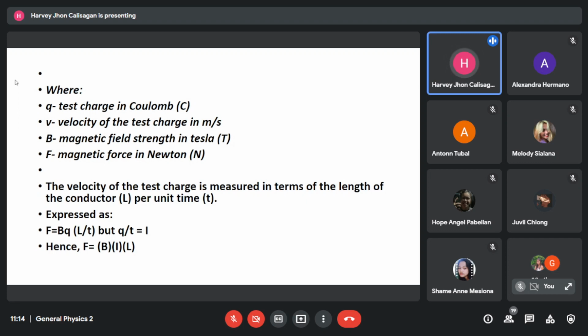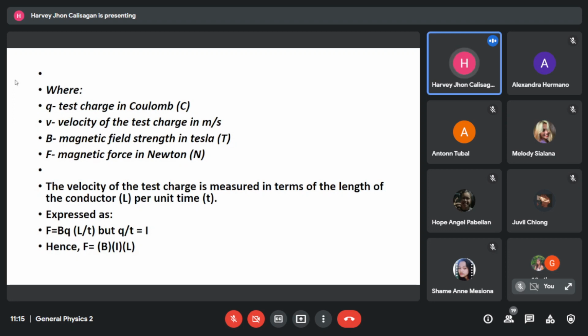Since the velocity of the test charge can be measured by length divided by time, and the length we are referring to here is the length of the coil involved in the process, we can say that F equals B times the charge Q multiplied by the velocity, which is L divided by T. In short, F equals B times Q times L divided by T. But since Q divided by T is the formula for the current, I, we can have F equals B multiplied by I, the current, multiplied by the length, which is the length of the coil again.